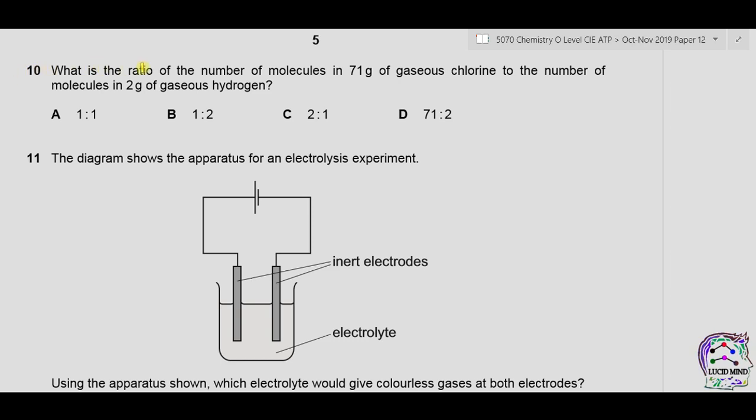Question number 10. What is the ratio of the number of molecules in 71 grams of gaseous chlorine to the number of molecules in 2 grams of gaseous hydrogen? For solving these questions, you must remember that same number of moles means same molecules.